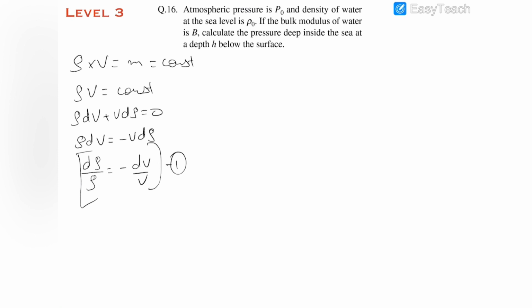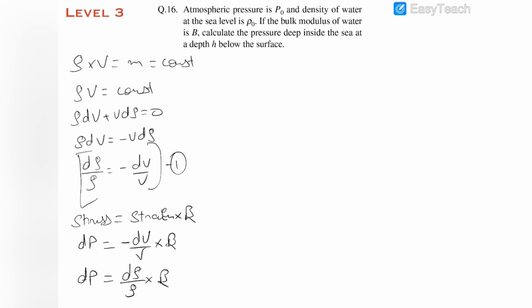This is the first equation. Now we know that stress is equal to strain into bulk modulus, and we all know that stress is dP, strain is minus dV by V, and the bulk modulus is beta. So dP here will be equal to, substituting the value of minus dV by V, d rho by rho into beta. This is dP, the change in pressure.